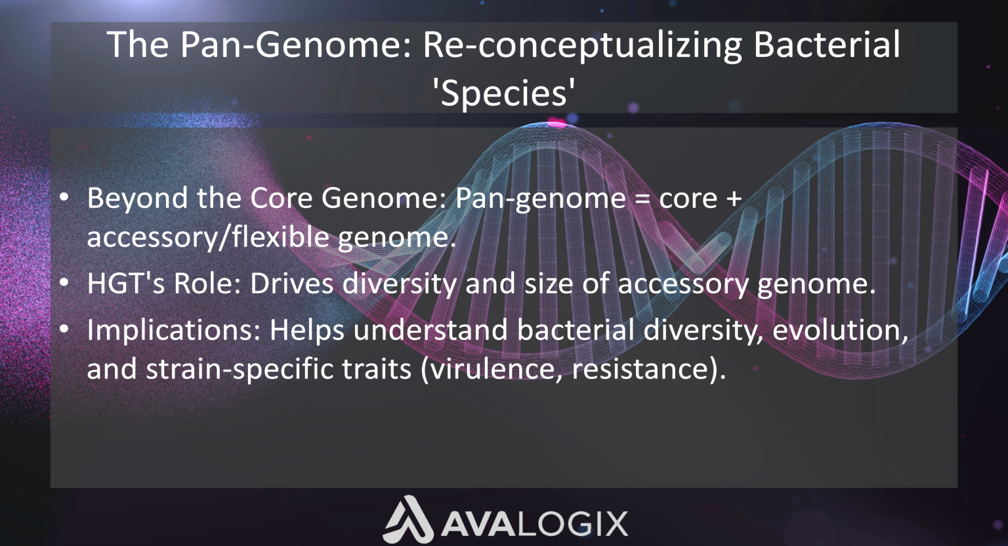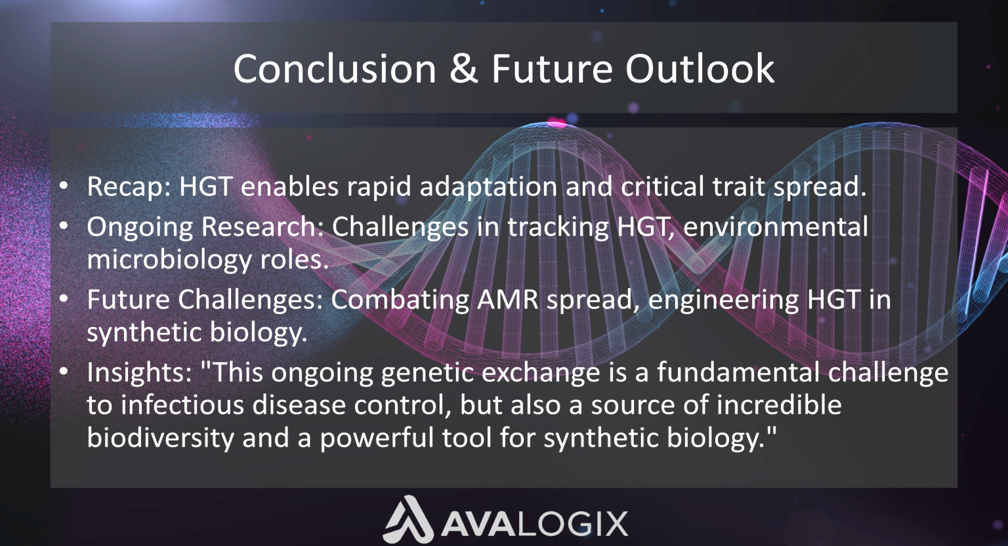To conclude our discussion on horizontal gene transfer, let's recap the key takeaways. HGT is not just a biological curiosity. It is a powerful, omnipresent force in microbial evolution. Through mechanisms like transformation, conjugation, and transduction, facilitated by a diverse array of mobile genetic elements, bacteria can rapidly acquire and disseminate genetic information. This enables their astonishing adaptation to new environments, drives the swift spread of traits like antibiotic resistance and virulence, and fundamentally shapes the very definition of a bacterial species through the pan-genome concept.